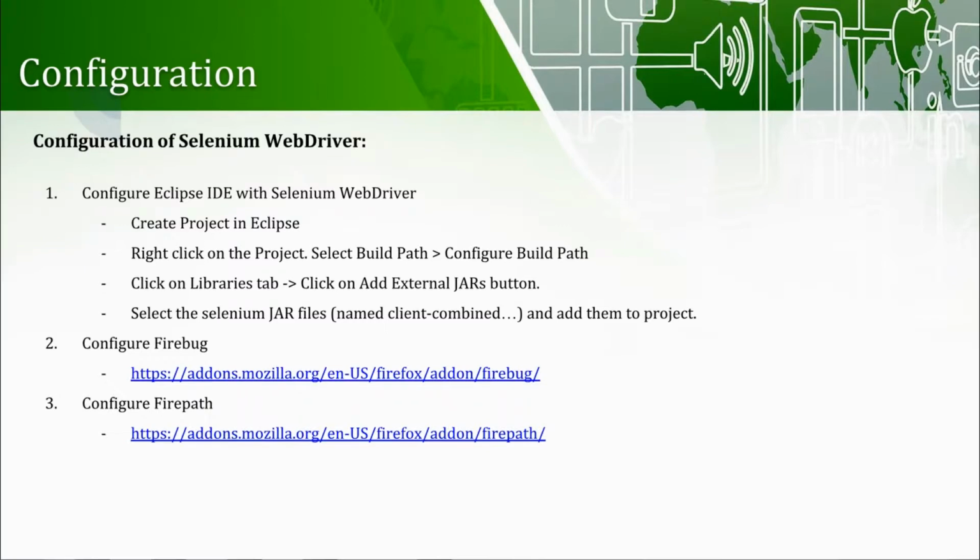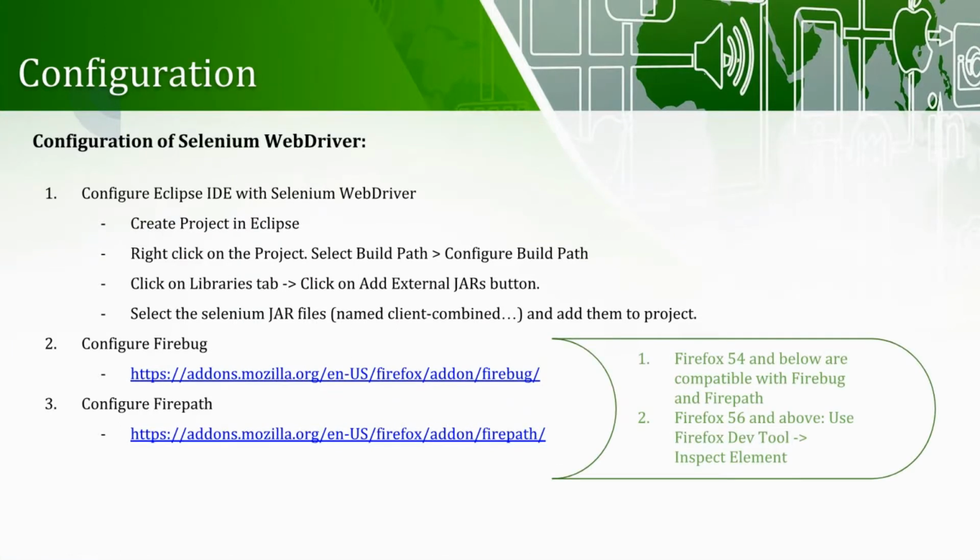Before downloading Firepath, there is one important point that I would like to cover. That is the version of Firefox. Firebug and Firepath are compatible with Firefox version 54 and below. From Firefox version 56 and above, these add-ons are no longer maintained. The alternative to this tool is Firefox Dev Tools, in which we have the option of Inspect Element. Using Inspect Element, we can locate web elements on the application.